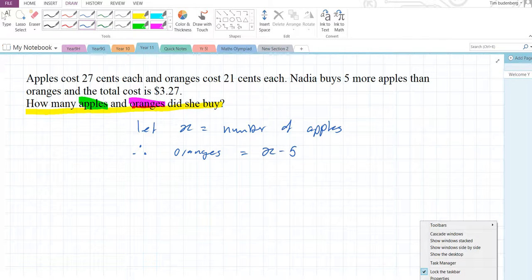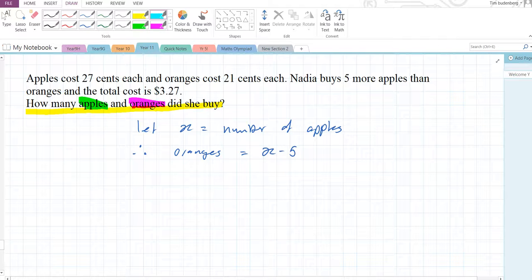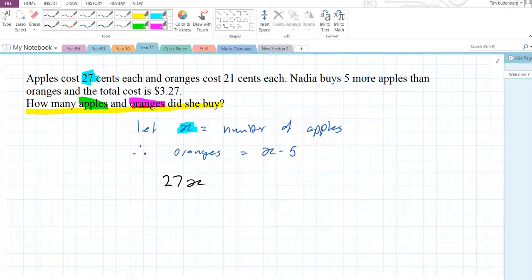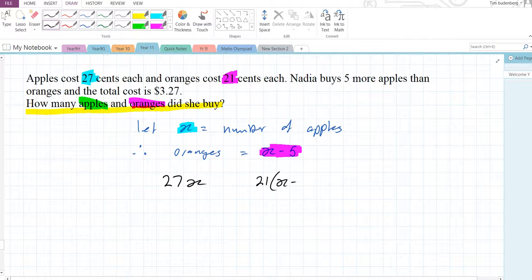Now we use this equation. We can set up an equation using the cost of each of apples and oranges. If apples cost 27 cents and there are x number of them, then the total number of cents spent on apples will be 27 lots of x. And I'm sorry I'm going through this quickly. If oranges are x take 5 and they cost 21 cents each, then the total number of cents spent on oranges is 21 lots of x take 5. And if we add this together, it will give us the total amount of cents we spent in total, which is 327 cents.